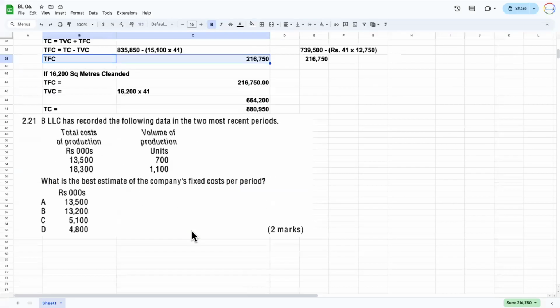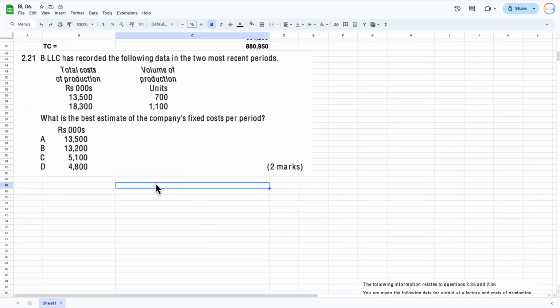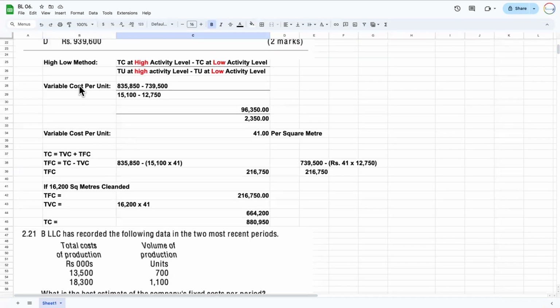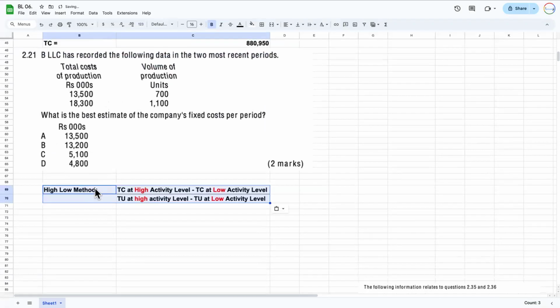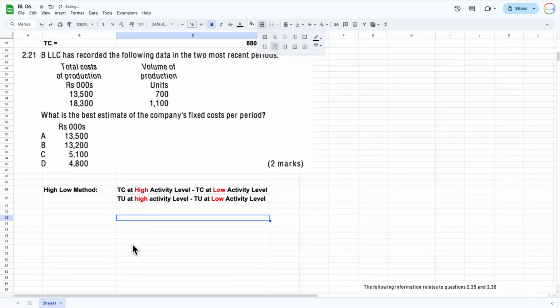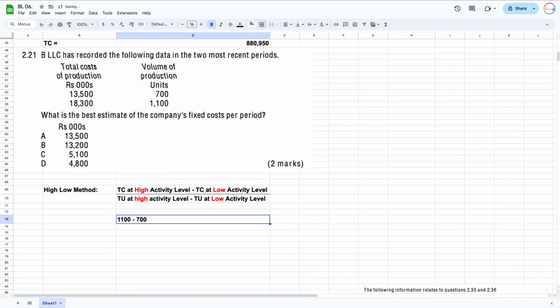Right. So for this 2.21, let's do the question. I will just take the same formula from the previous question. So this is the formula. We have to identify the total units at highest activity level, the bottom parts first. We have 700 units and 1,100 units. So 1,100 units is the highest level of activities. Then we have to take away the total units at lowest activity level, that is 700.